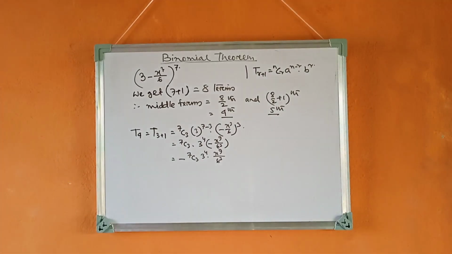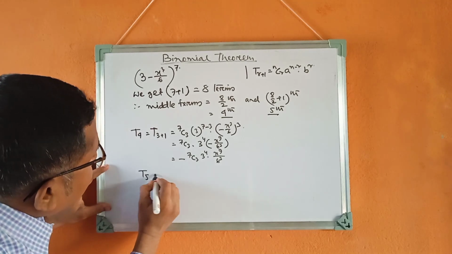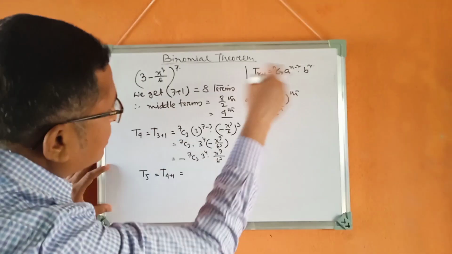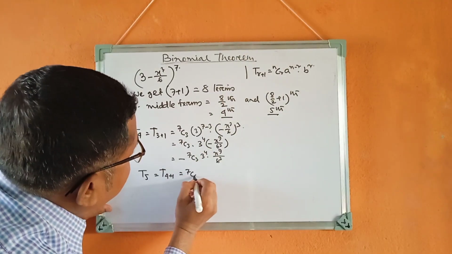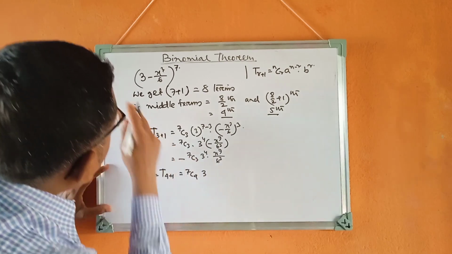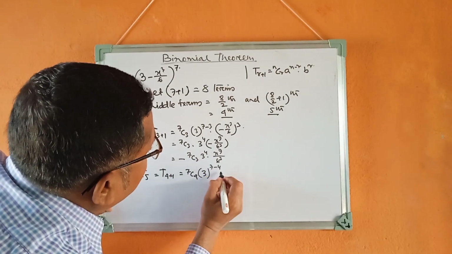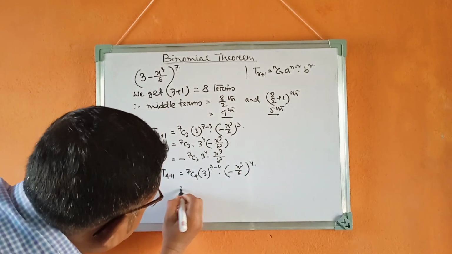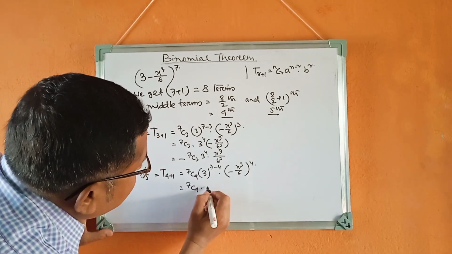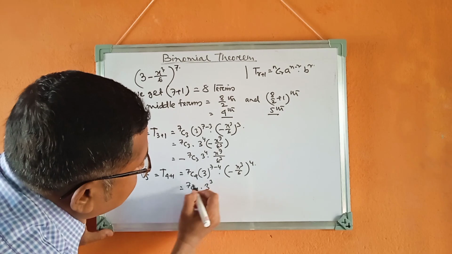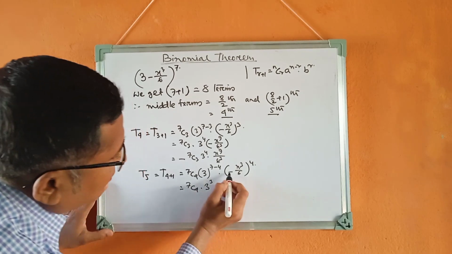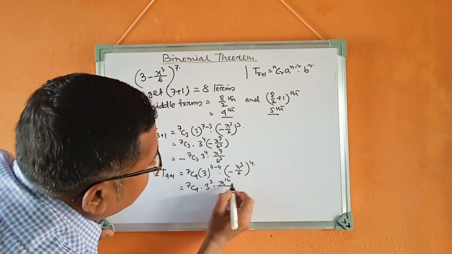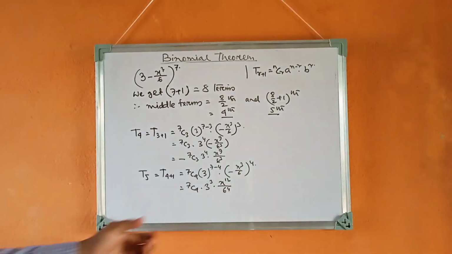And the fifth term, find it the same way. T5, that is T4 plus 1. So we expand this general form. We get 7C4 into 3 to the power 7 minus 4, then (minus x cube divided by 6) whole to the power 4. So we get 7C4 into 3 to the power 7 minus 4, that is 3. Then minus whole to the power 4 becomes plus. So x to the power 3 times 4, that is 12, divided by 6 to the power 4. Okay, this is the fifth term.